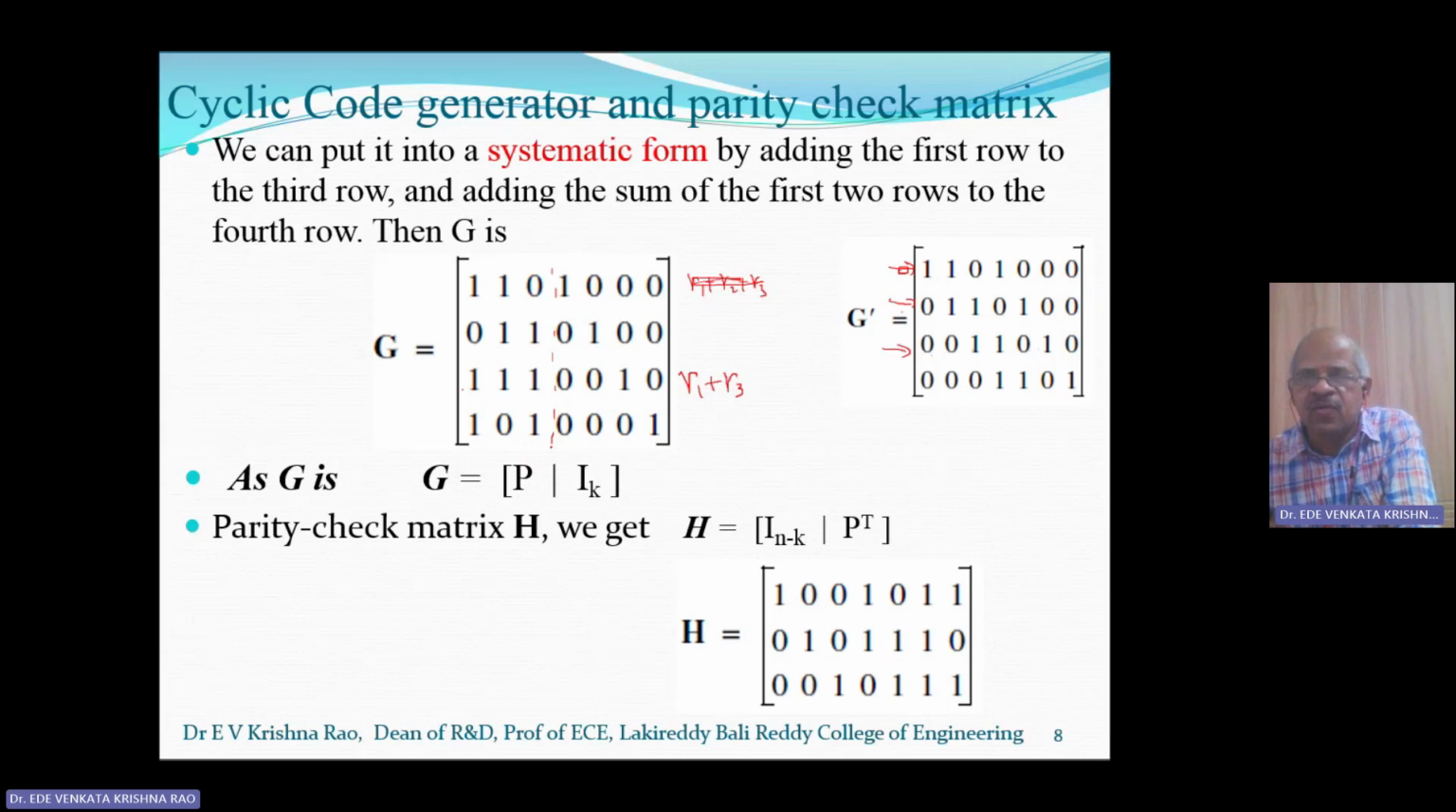Similarly, in the last row, these two ones must be 0. Then you can add R1 plus R2. This one is added, this one added, this one added, and this one is also added. Okay, so 1 0 1 0 0 1.